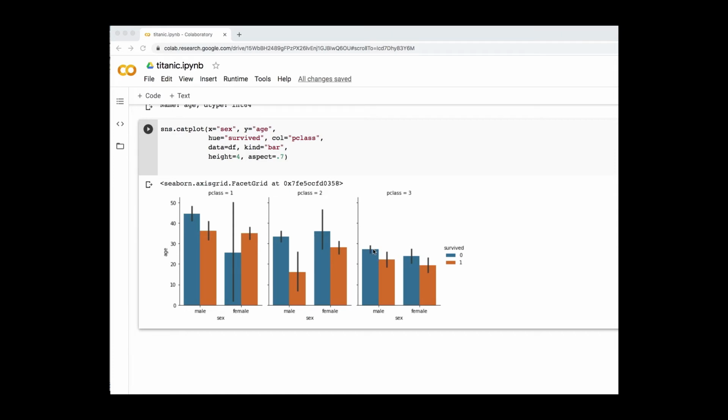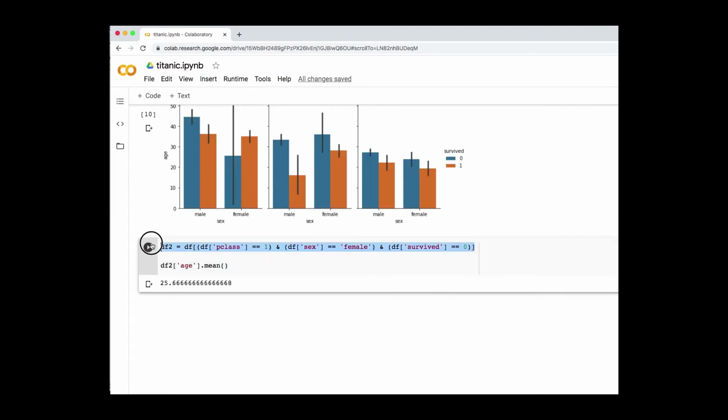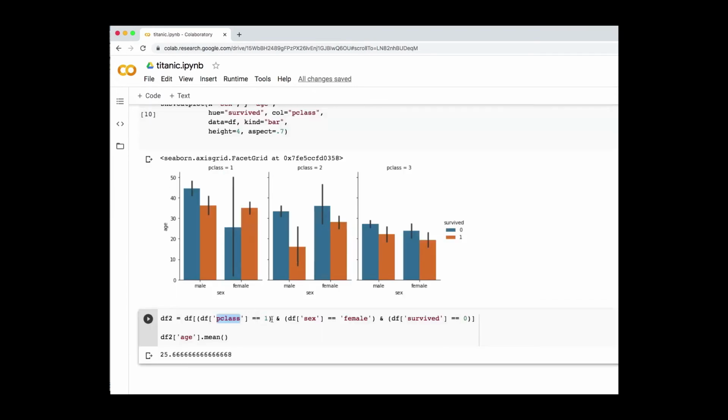So how is this exactly calculated? What is the principle by which it's able to calculate this error bar with just the sample itself? Let's take a look by running some queries. So for that, let's start with the query to get this one. This is the one which has the highest error bar. So this big long query that you're seeing, where P class is equal to 1, and sex is female, and then survived is 0, is the representation of this bar. And if I now run the mean function on the age column, I get 25.66, and that is pretty much what you're going to get if you project this line to the y-axis.